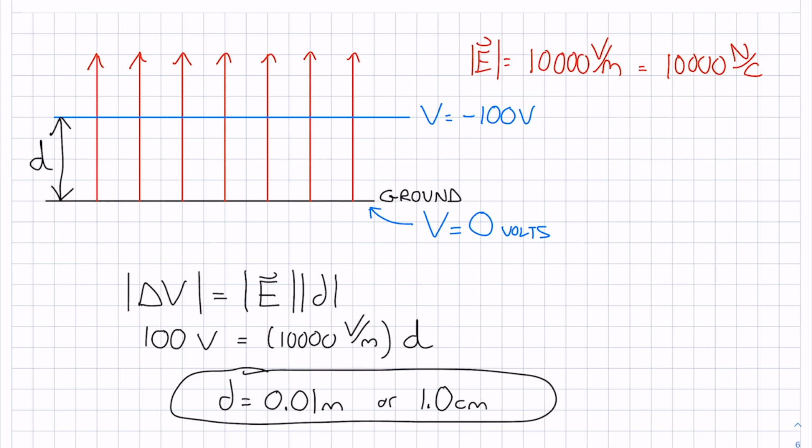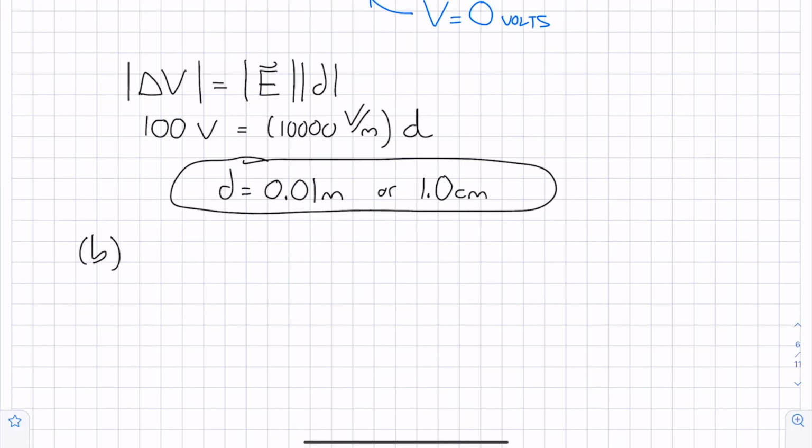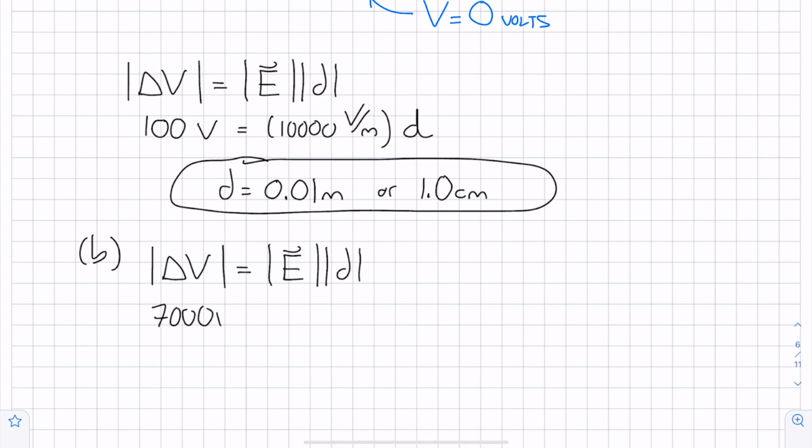Now in part B, we're just repeating the problem. We're using the same formula. This time, delta V will be 7,000 volts. The electric field magnitude is still 10,000 volts per meter. And in this case, you'll see that just repeating what we did in part A, d is just going to be 0.7 meters, or 70 centimeters.